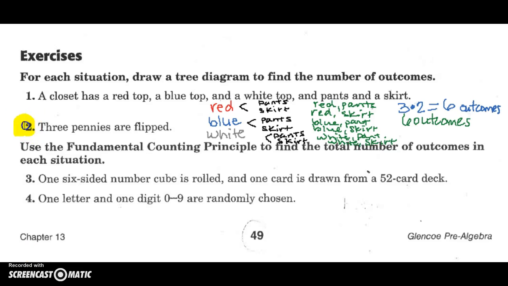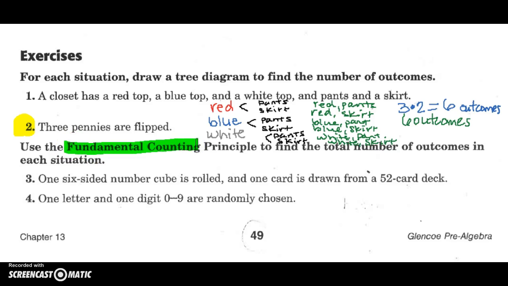I would like for you to try to draw the 3 pennies. Of course, it's heads or tails, and see if you can come up with how many outcomes. Do a tree diagram first, and then check yourself with your fundamental counting principle.